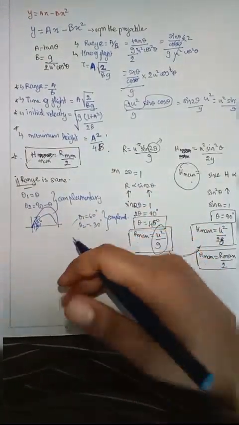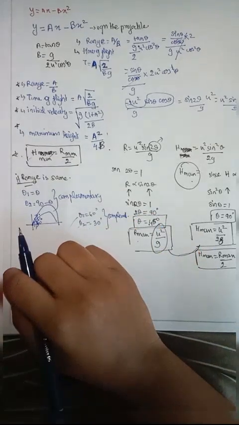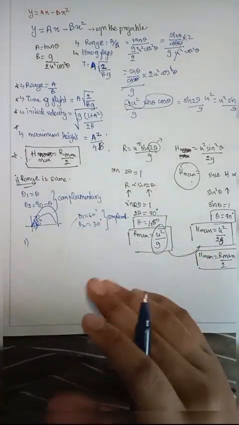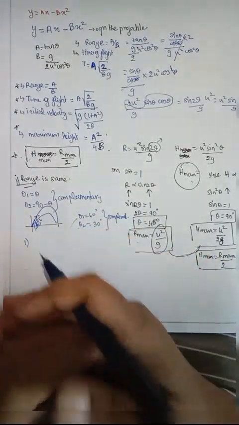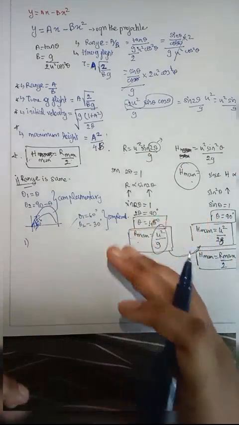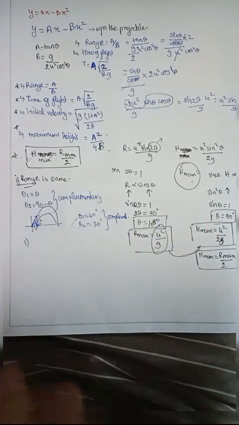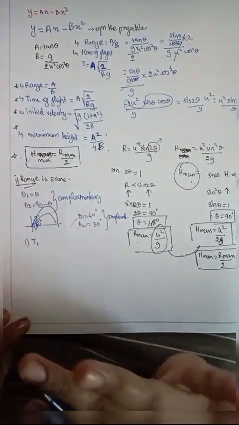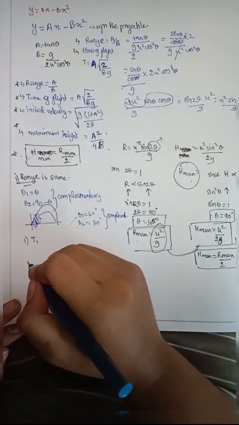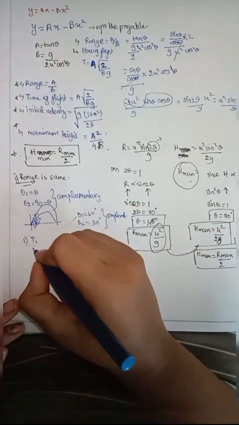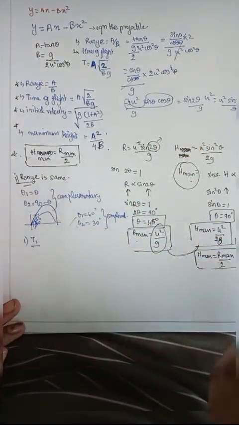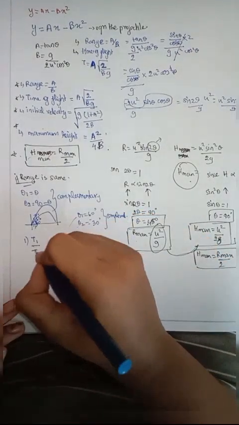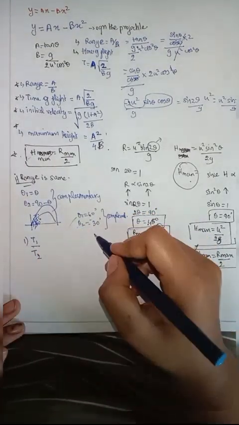If this happens, that complementary angles give the same range, I'm giving a brief derivation. If you want the full derivation, it will take more time, and there is no need for that at NEET and JEE level. T1 is the time of flight for a ball projected at 60 degrees, and T2 is the time of flight for the ball projected at 30 degrees.